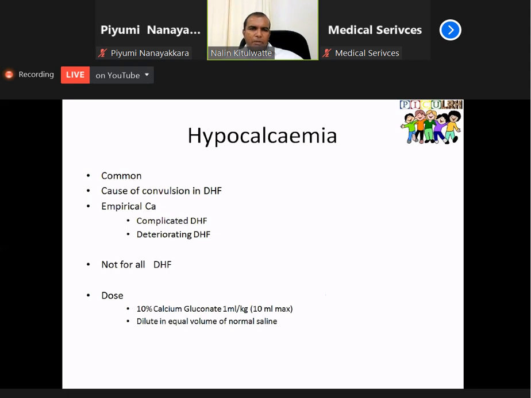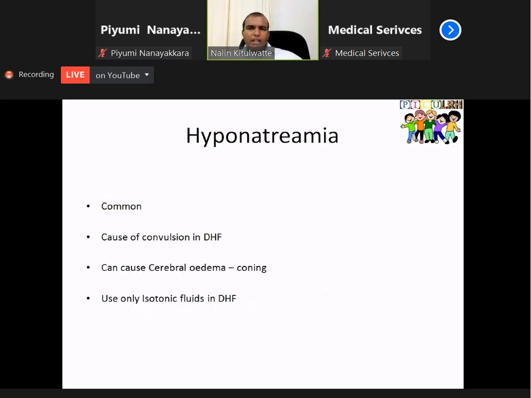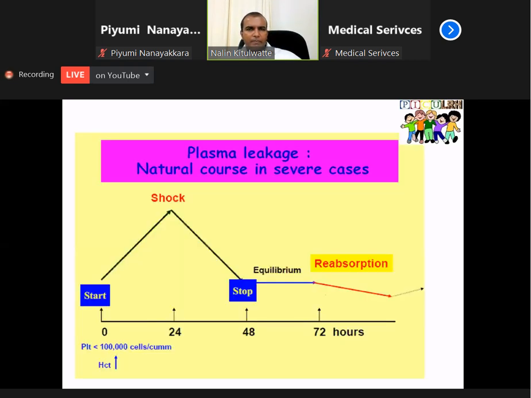So the dose is 10% calcium gluconate, 1 ml per kilo. 10 ml is the maximum. You have to dilute in an equal amount of normal saline. You can give it over 1 hour. So 6 hourly we are going to give this. And hyponatremia, again, is a common cause of convulsions in dengue, can cause cerebral edema and coning. So that is one reason that you should use only isotonic fluids in DHF. So no place for N/2, no place for hyponatremic solutions in dengue.